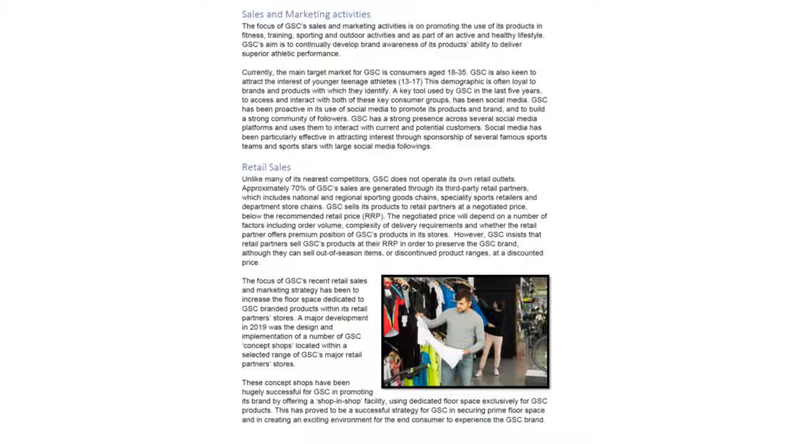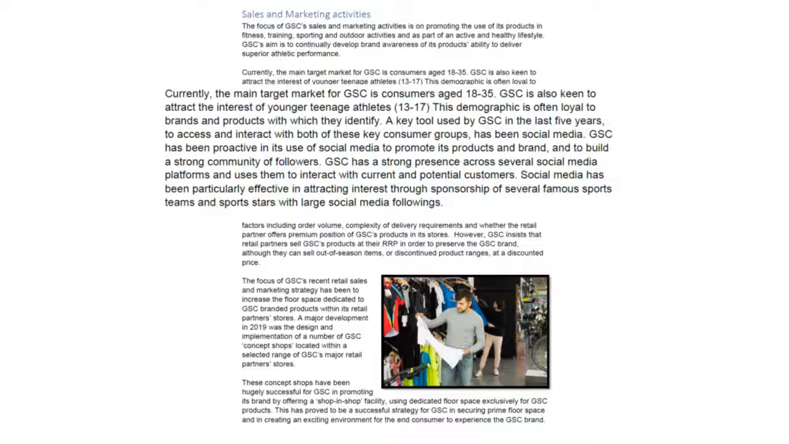The main aspect of marketing discussed here is social media. It is worth a look at the Under Armour Instagram account to see some of the activity which companies like GSC might get involved in, showcasing use of the sportswear and activities undertaken by athletes sponsored by the brand.